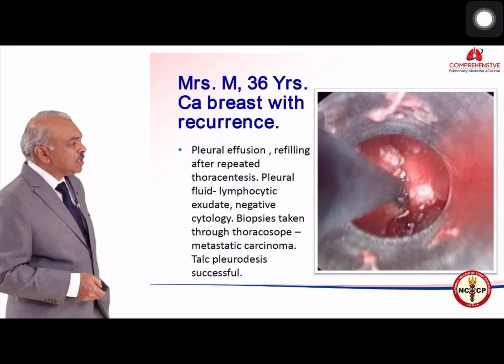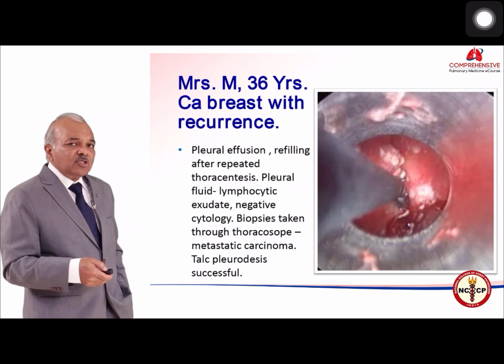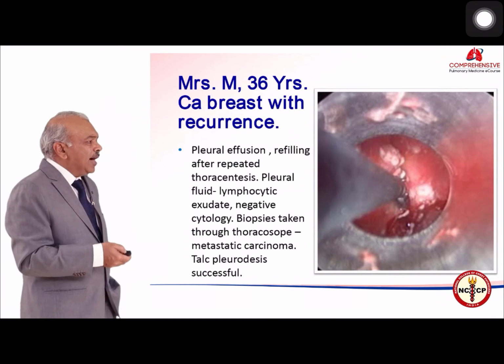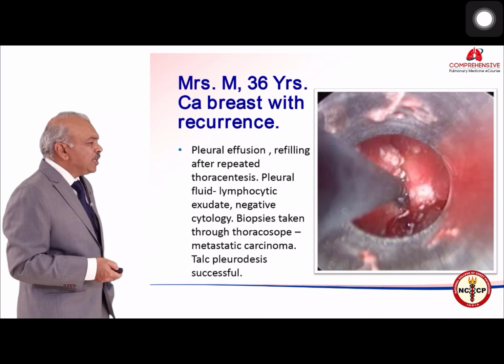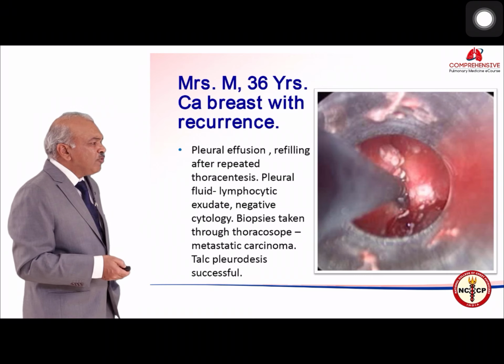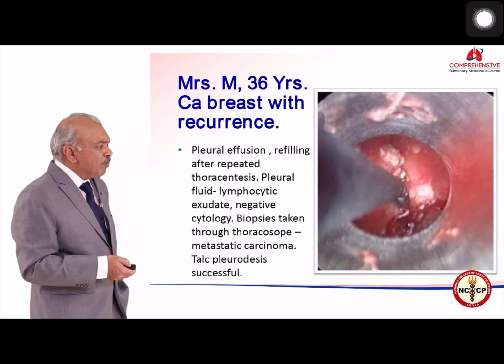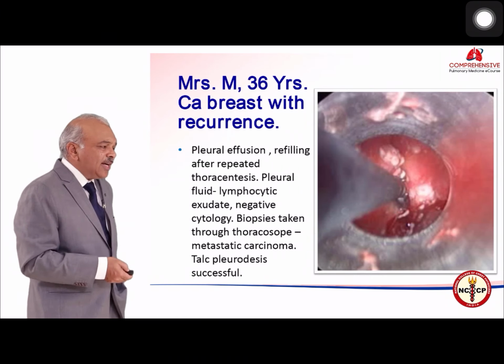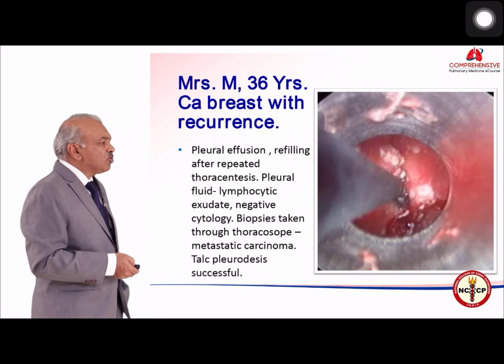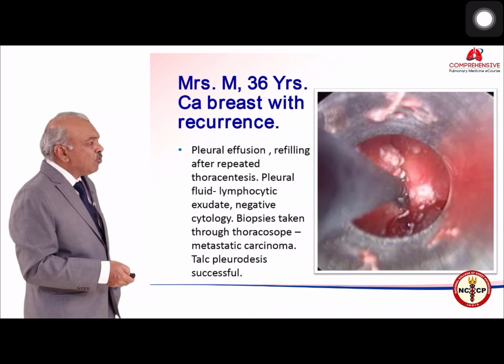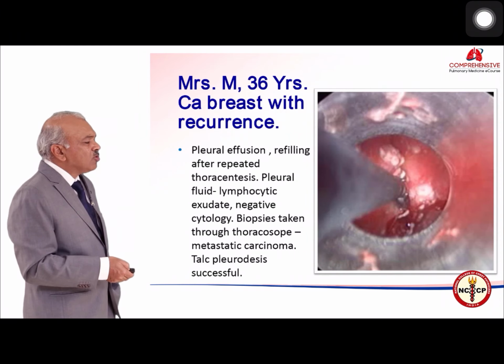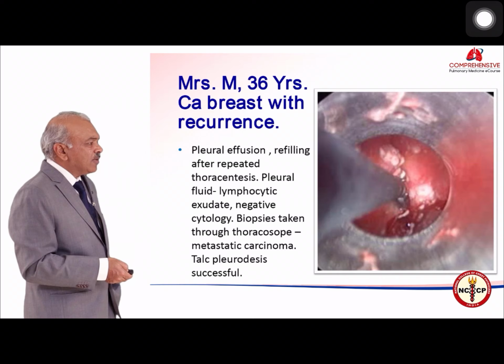Another case, this is a 36-year-old lady, carcinoma breast with recurrence, obviously a high chance of disease there in the pleura, pleural effusion refilling after repeated thoracentesis, pleural fluid lymphocytic exudate, negative cytology. Biopsies taken through the thoracoscope show metastatic carcinoma. You can see here the pleura completely studded with nodules, yet the pleural fluid cytology negative. And so biopsies were taken and then a talc pleurodesis was done.